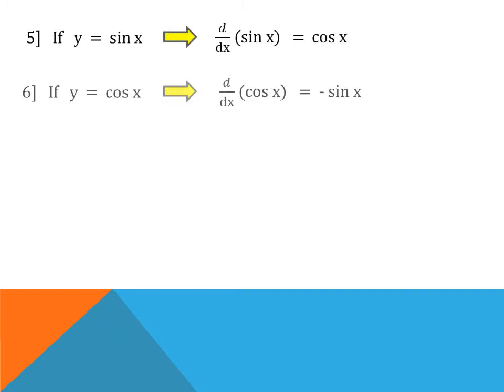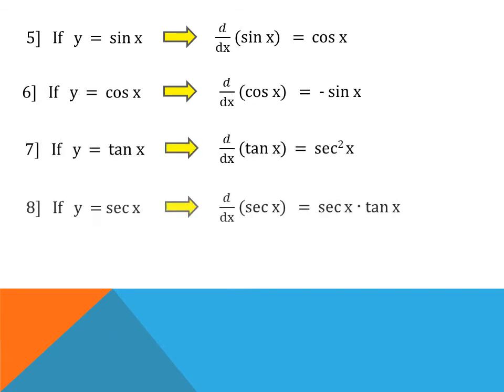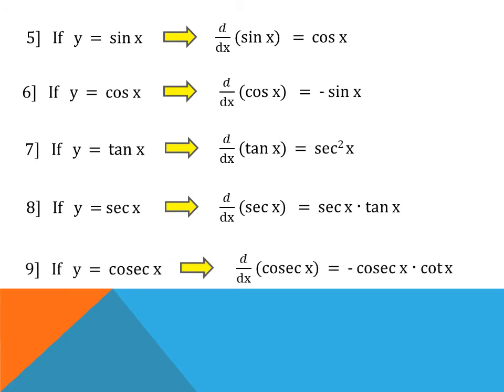Now next we have the derivatives of all the standard trigonometric functions. So derivative of sin x is cos x, derivative of cos x is minus sin x. Next we have tan x, so that gives us sec square x. Similarly sec x, the derivative is sec x into tan x. Cosec x is minus cosec x into cot x, and derivative of cot x is minus cosec square x.